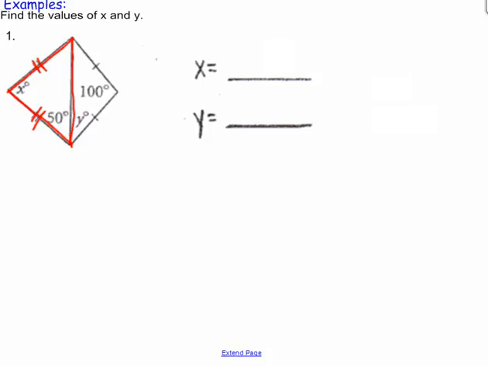So by that theorem, if these two sides are the same, then their base angles are. So what I can do is write 50 degrees there as well. And to figure out x, I use the fact that there's 180 degrees in a triangle. So I'm going to take x plus 50 plus 50 equals 180 degrees and solve for x.